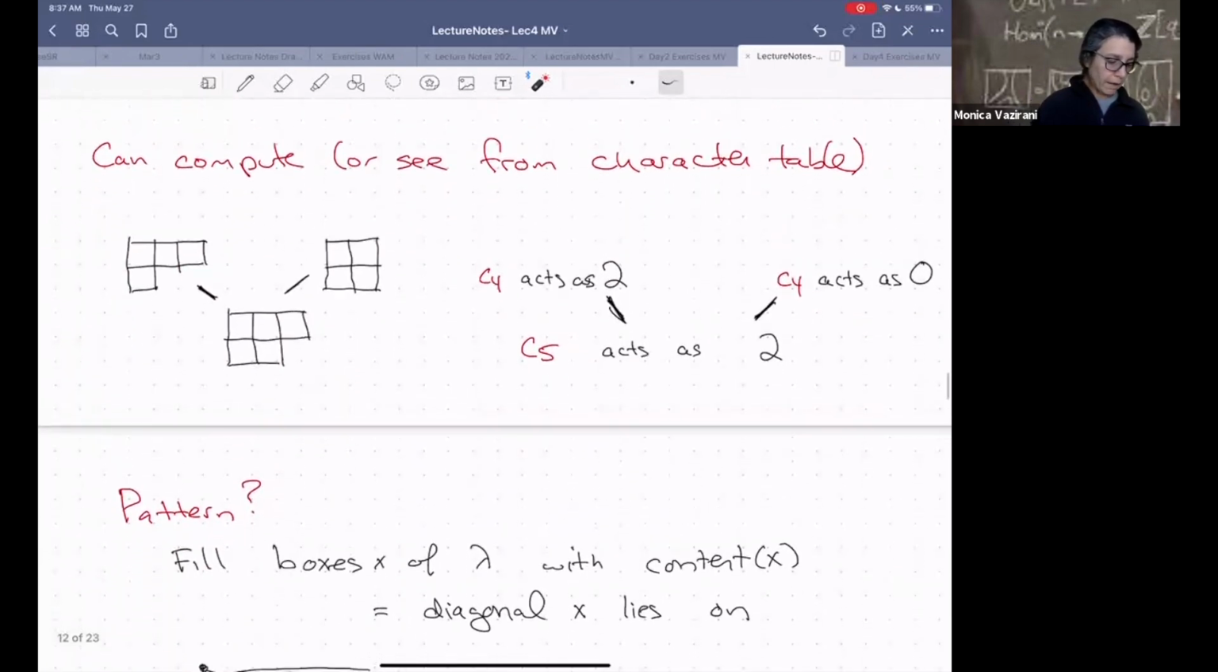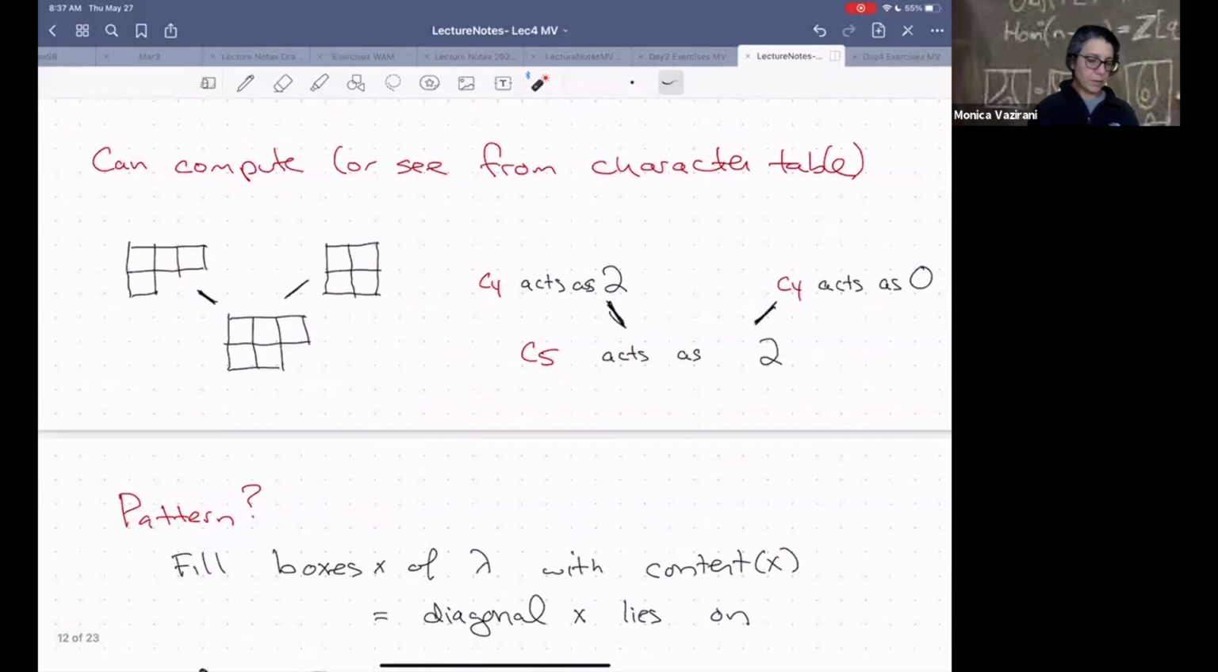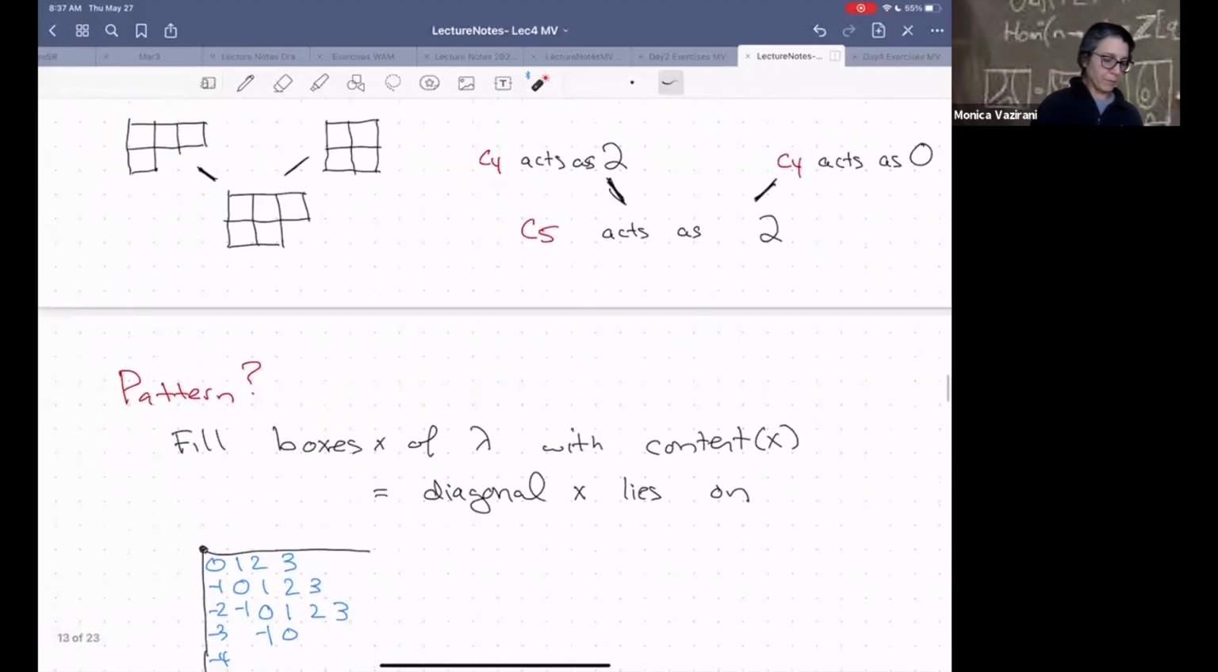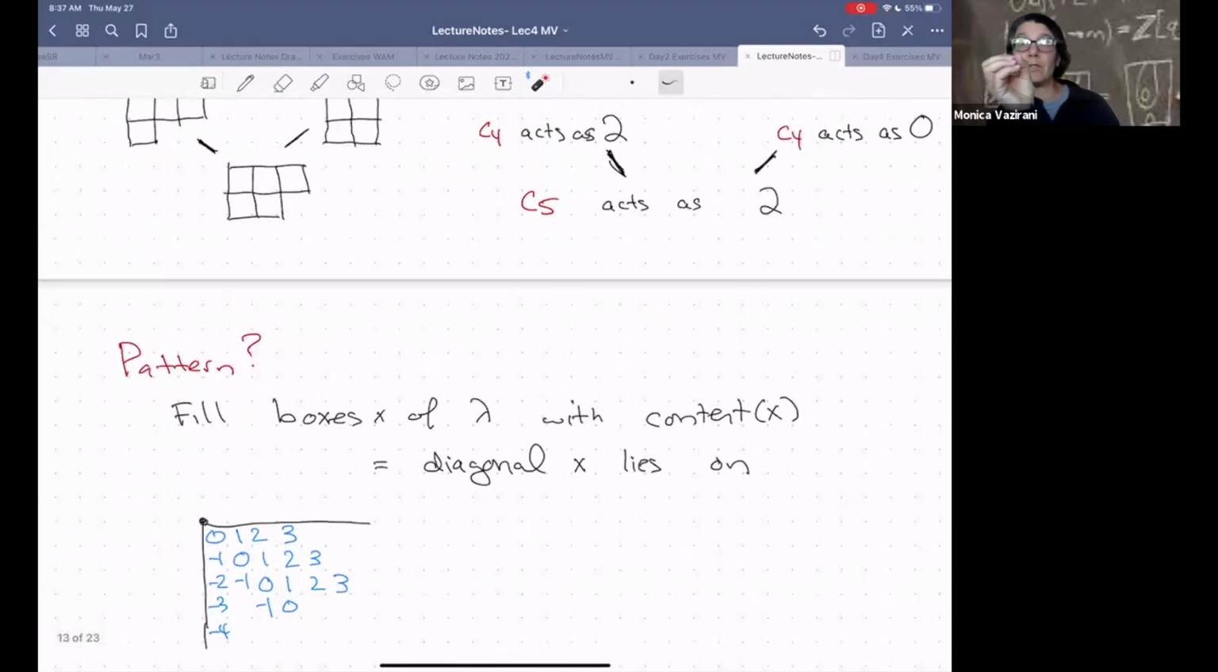Well, I'm going to fill the boxes of lambda. First we filled them with numbers to make standard tableaux. Then we filled them with hook lengths. Now I'm going to fill them with contents. All of these different ways we filled the boxes of lambda are very separate from each other, so it's easy to get them confused if you haven't seen them before. Now I'm going to fill them with the contents, which is really just what diagonal each box is on. The main diagonal is 0, and then I go up from there: the jth column minus the ith row.